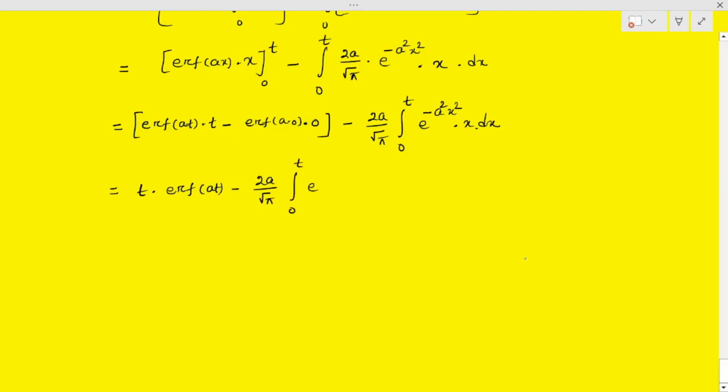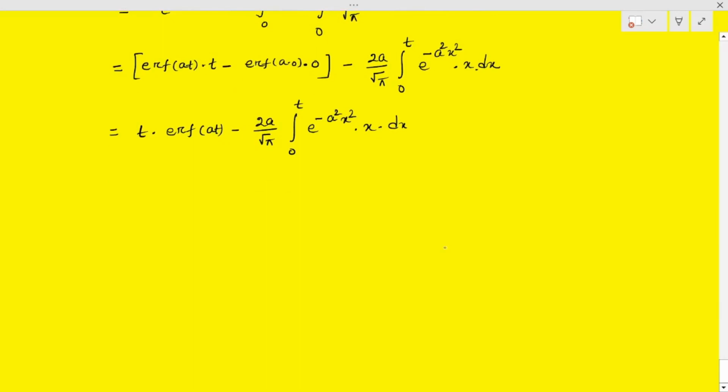Now we are going to evaluate this integration, 0 to t e to the power minus a square x square into x dx. To evaluate this integration we put a square x square equal to p. So that implies, a square being a constant, a square into 2x dx equal to dp. That implies x dx will be how much? dp by 2a square.